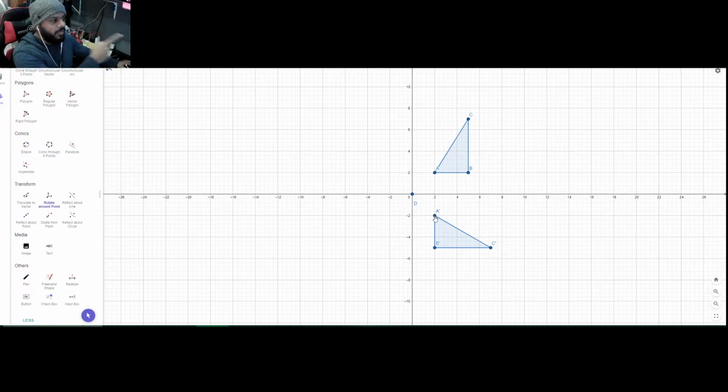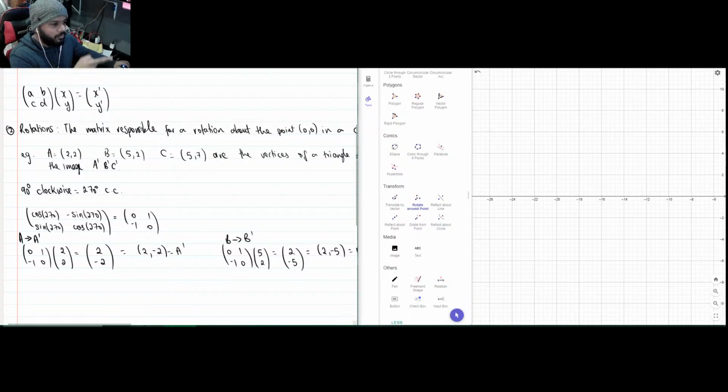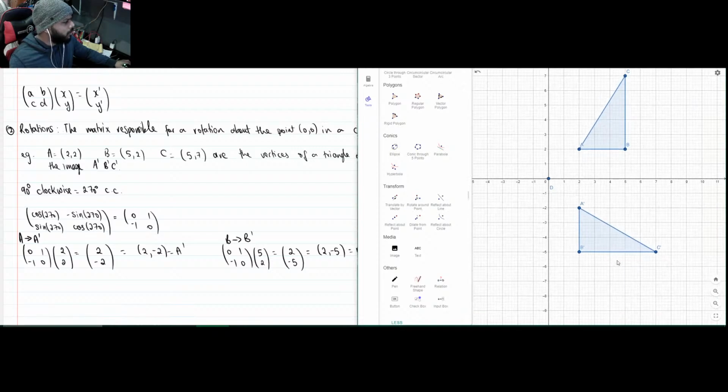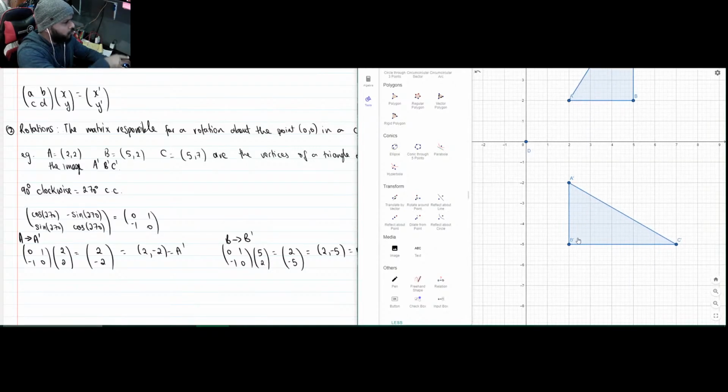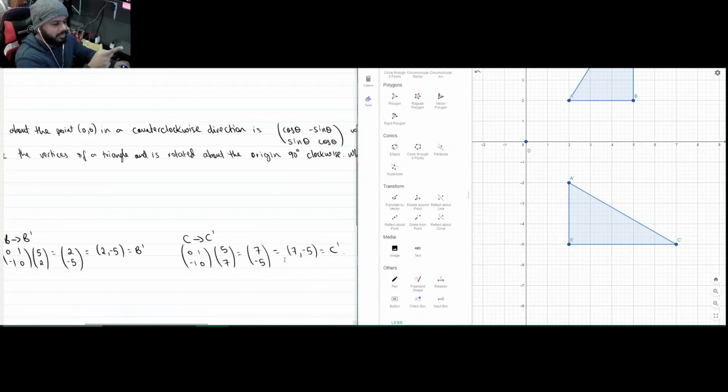The coordinates of A prime is (2, -2). Let's check and see if that's true. (2, -2). The coordinates of B prime is (2, -5). And the coordinates of C prime is (7, -5). So graphically, we can calculate it, and by calculations, we can also calculate it.